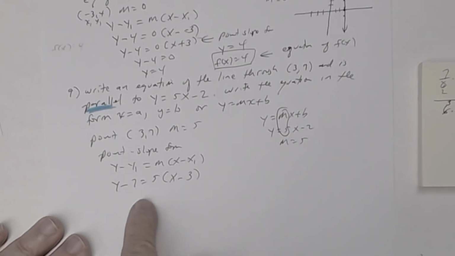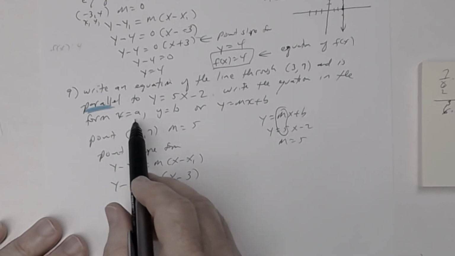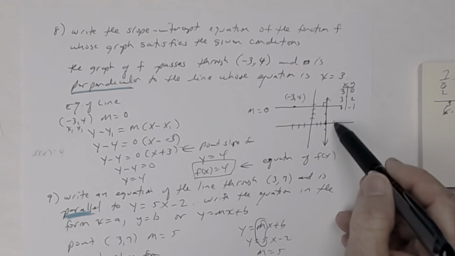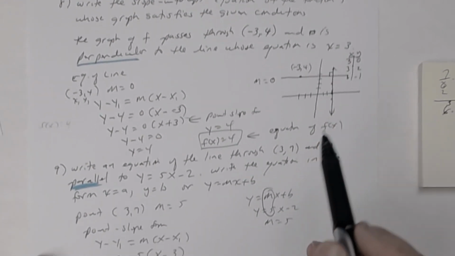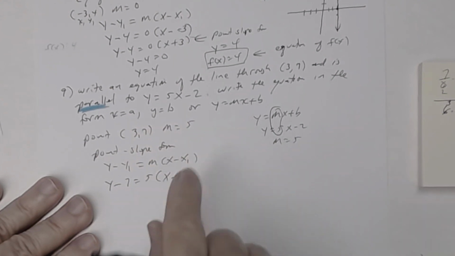So you want to go further. You want to get y by itself. And notice that this line's not vertical. X equal a, just like in the previous one, x equal 3 is a vertical line. It's a vertical line because there's no y. You don't see a y. Here you see a y, right? So since I see a y, you want to get y by itself.